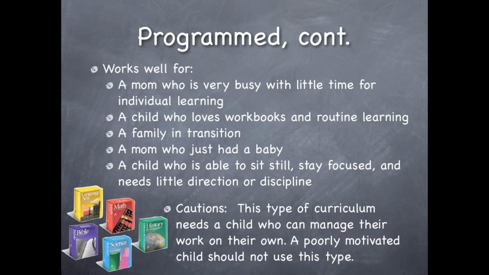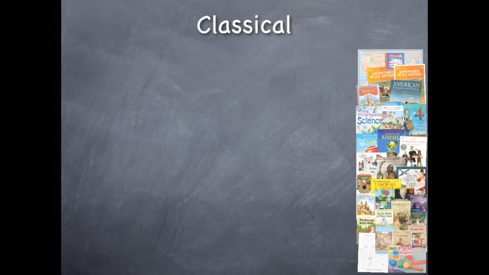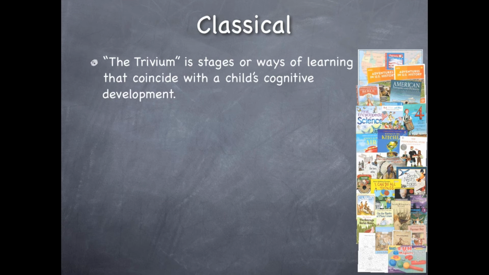All right, let's look at the classical type. The trivium, which you'll hear that phrase, it is stages or ways of learning that coincide with a child's cognitive development. We talked about this a little in the other video on teaching styles, teaching methods. So some of this will be a little review, but I'll flesh it out a little bit more here.